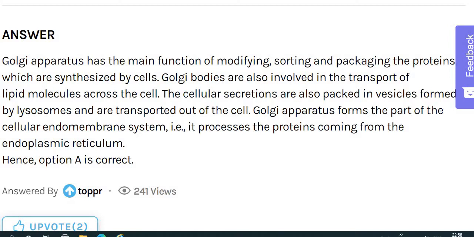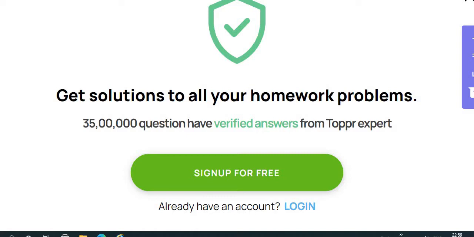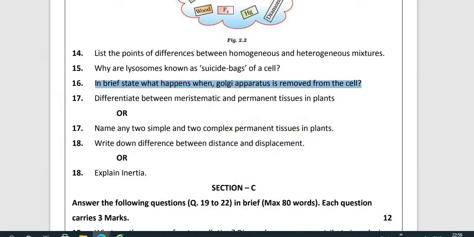It processes the proteins coming from the endoplasmic reticulum, that is, the ER. So this kind of function is performed by the Golgi apparatus. But our question is, if it is not there, then what happens? Then protein modifying, sorting and packaging will not occur, and the transportation of lipid molecules across the cell will stop. So this is the answer we can write for question 16.